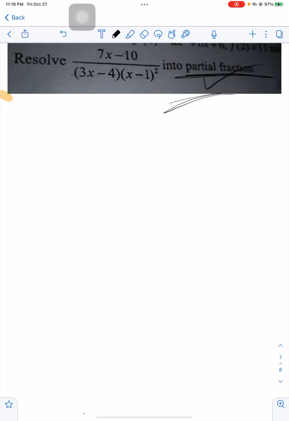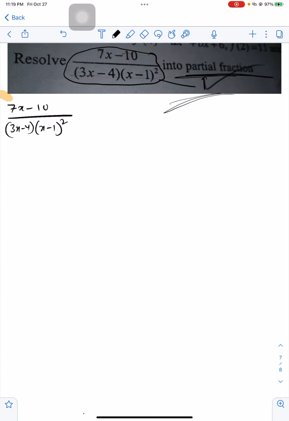Partial fraction, partial itself means small, right? So we are asked to break down this fraction into small parts. Now what you have is (7x minus 10) over (3x minus 4)(x minus 1) whole square. If you look at the pattern of the denominator here, it is linear. x is raised to 1, x is also raised to 1. So you have binomial terms which are linear, right?